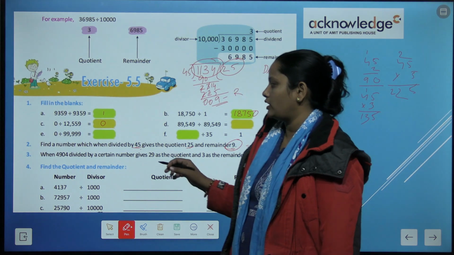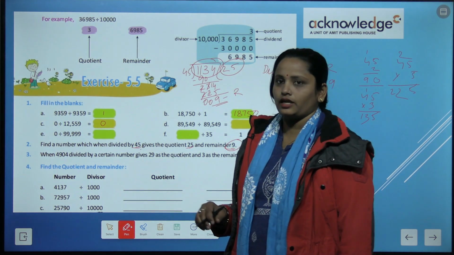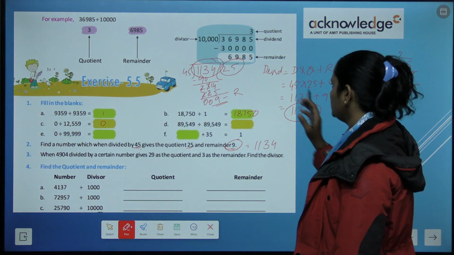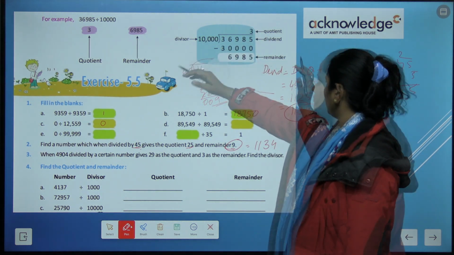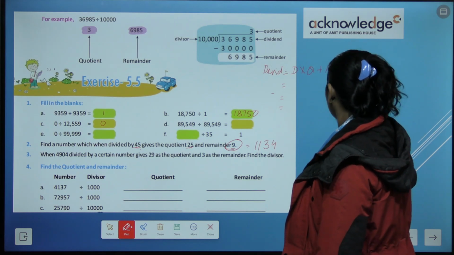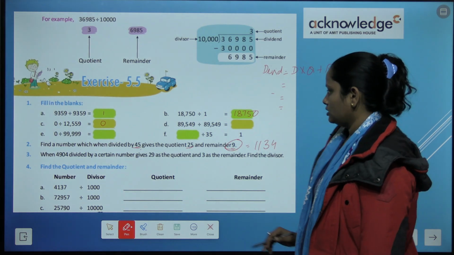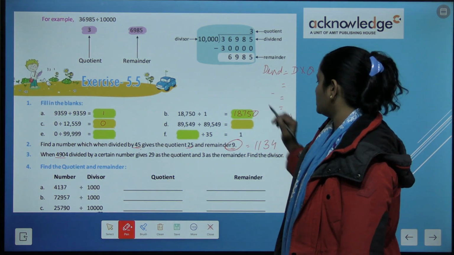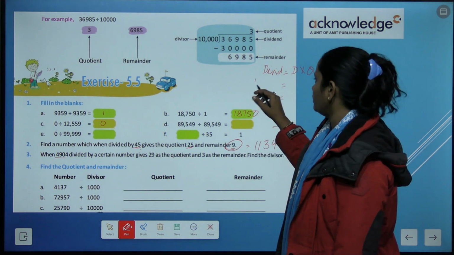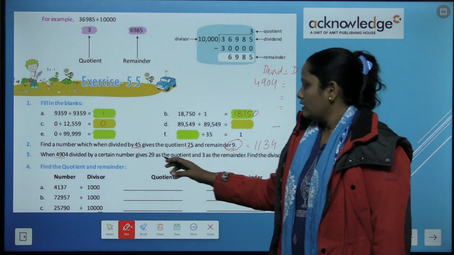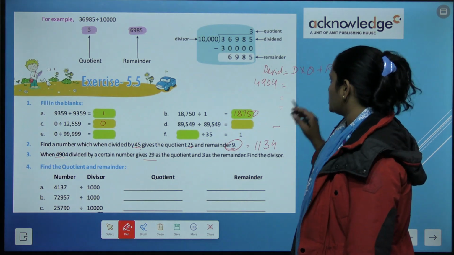Similarly, we have to do the next question. When this number is divided by a certain number gives 29 as a quotient. So इस नंबर को हम एक नंबर से डिवाइड करना है जो एक क्वेश्चन देता है. तो इसमें भी आपको सेम चीज करनी है. यहाँ पे आपको डिवाइजर इज ऑलरेडी गिवन. दिस नंबर इज गिवन which means dividend is given. डिविडेंड है 4904.